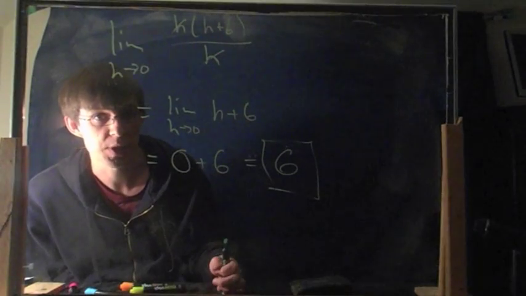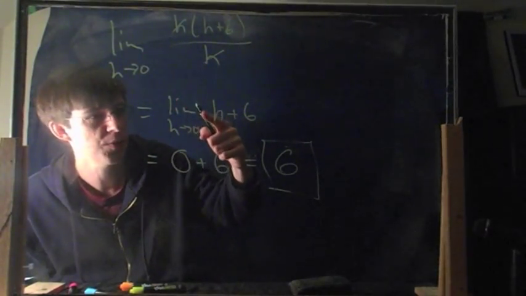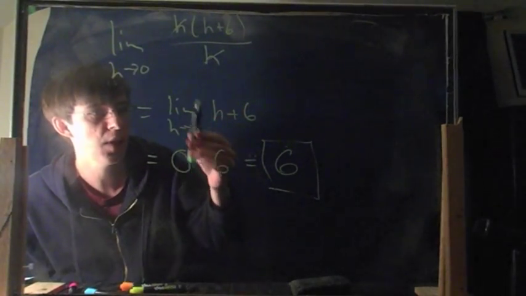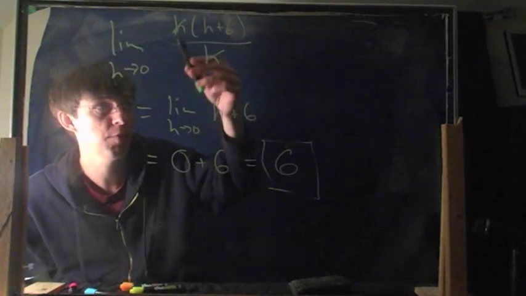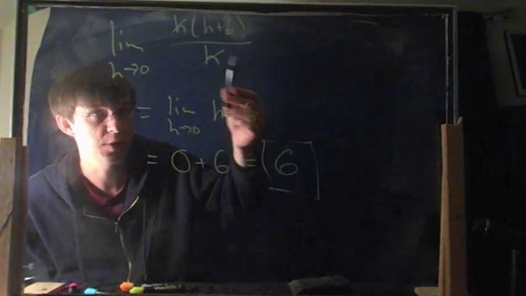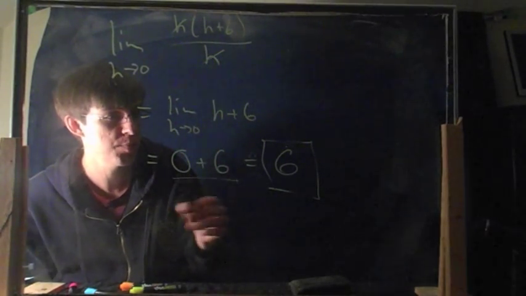The answer is 6, all right? Notice I wrote this lim h goes to 0 every single time. That's because this is an operation, right? It says I'm going to somehow figure out what this value approaches when h goes to 0. And you should be writing it every time until the very end when you plug it in.